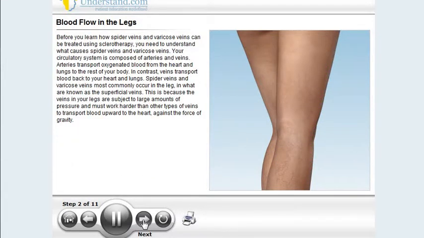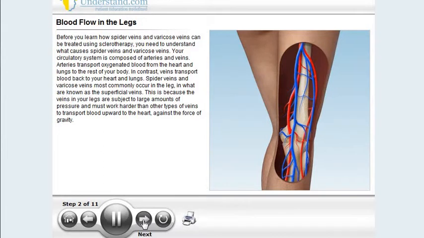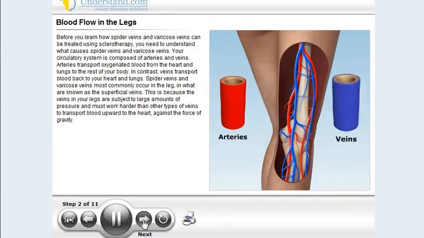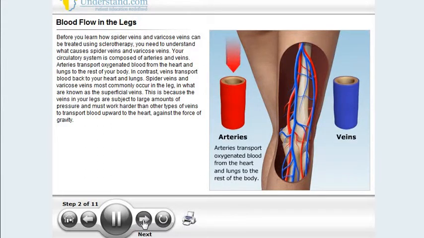Before you learn how spider veins and varicose veins can be treated using sclerotherapy, you need to understand what causes them. Your circulatory system is composed of arteries and veins. Arteries transport oxygenated blood from the heart and lungs to the rest of your body. In contrast, veins transport blood back to your heart and lungs. Spider veins and varicose veins most commonly occur in the leg, in what are known as the superficial veins. This is because the veins in your legs are subject to large amounts of pressure and must work harder than other types of veins to transport blood upward to the heart against the force of gravity.